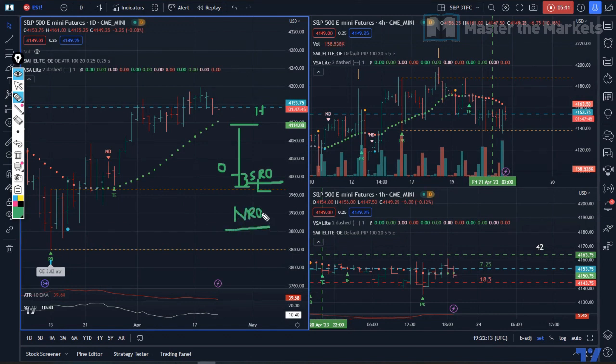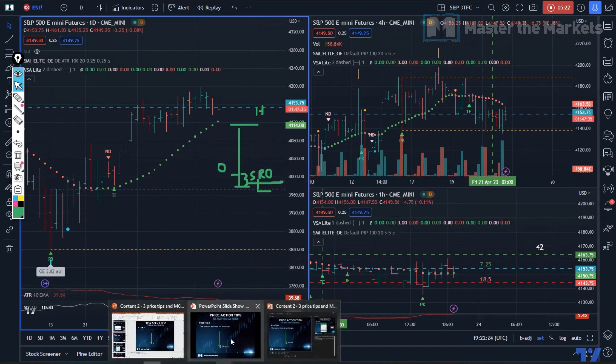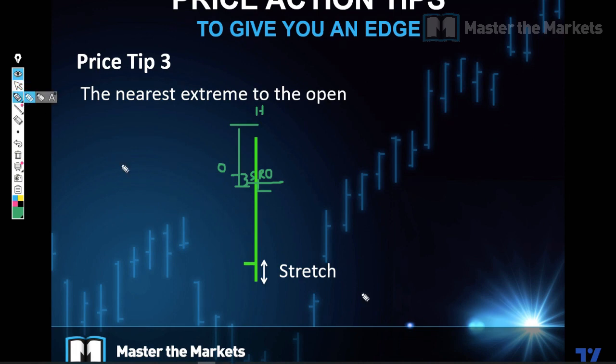Actually, before coming to that, let me tell you this thing over here. The smaller range from the open, as I said, is also known as the nearest extreme to the open. In other words, it is also known as the stretch. Now, I'm just borrowing one of the slides from one of the conferences that we did on Round the Clock Trader.